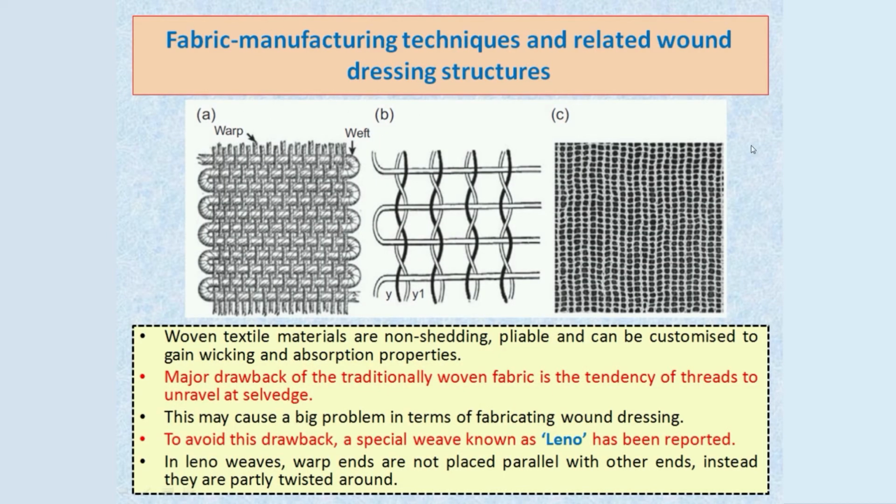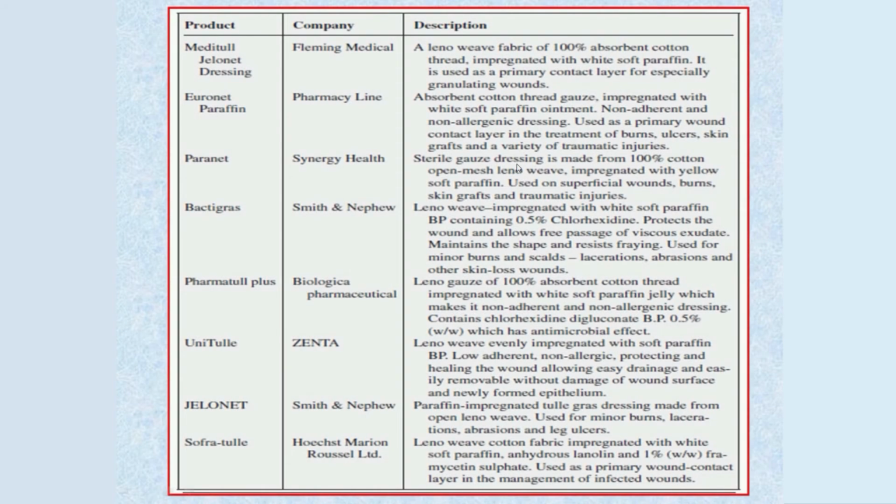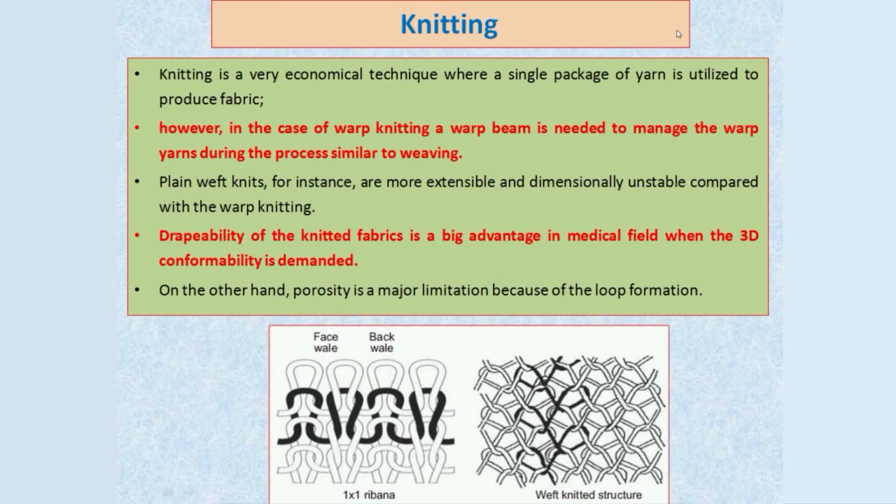And these are some examples of manufacturing techniques of wound dressings. Firstly, we should talk about weaving structures. We use the leno weaving technique to produce the wound dressing structures, and we usually coat these woven structures with paraffin at the end. And these are some examples of companies and brands. On the right-hand side of the table you can see the description and properties of these products as well. These are some very well-known companies you can see.